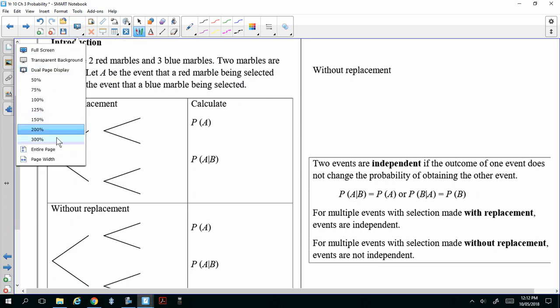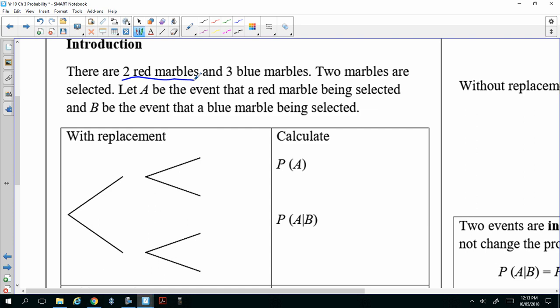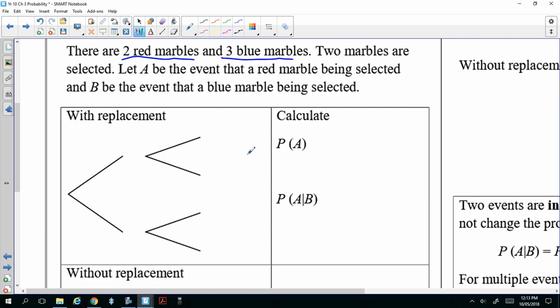All right, let's continue. So there are 2 red marbles and 3 blue marbles. 2 marbles are selected, now with replacement. A is the event of a red marble, and B is the event of a blue marble. We're going to write this again. A and then B.